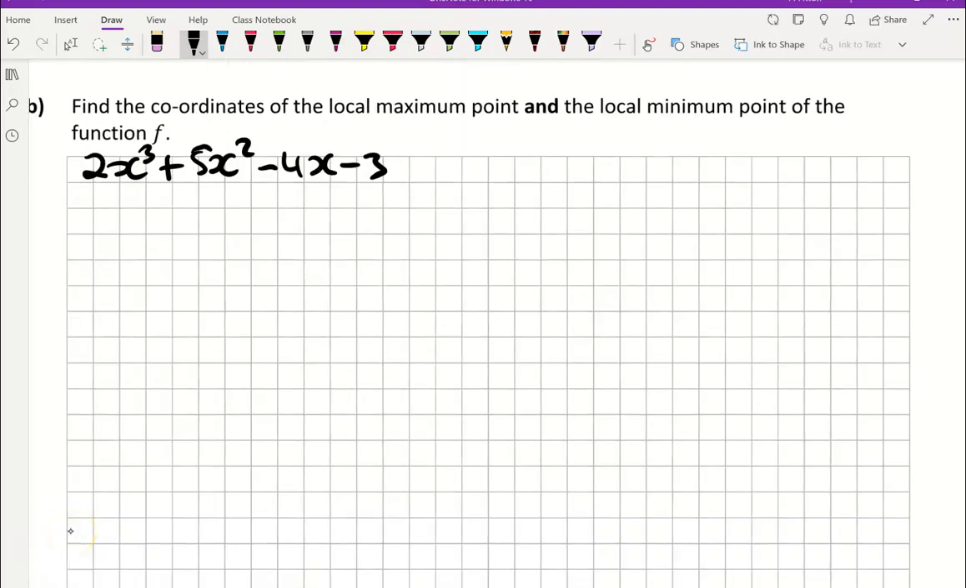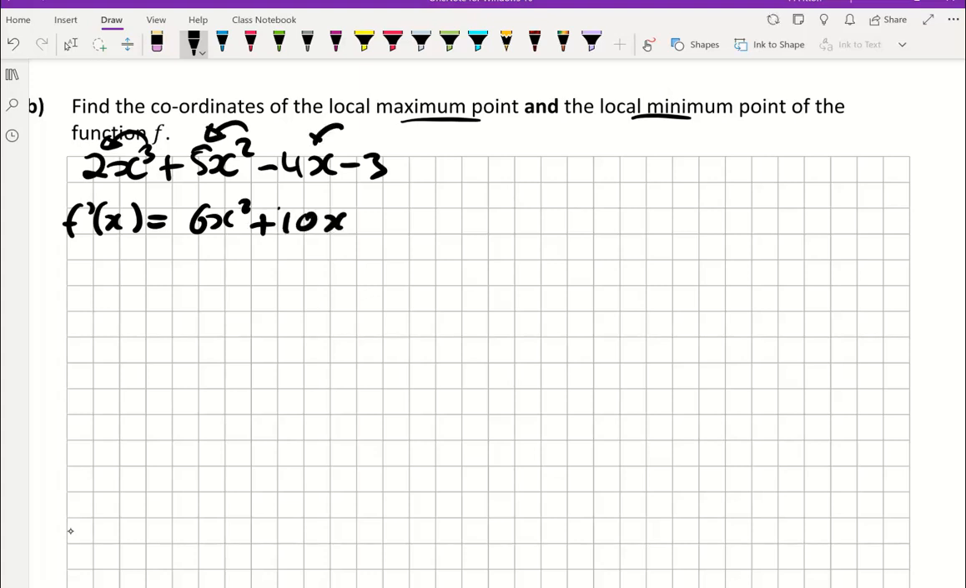Okay, I've got 2x cubed plus 5x squared minus 4x minus 3. I have to find the maximum and minimum points, so those are keywords for us. That means we have to get the derivative, f prime of x. Okay, so for maximum, we let that equal to 0. So the derivative here, 3 comes down in front to multiply, drop the power by 1. 2 comes down in front to multiply, drop the power by 1, and minus 4x becomes minus 4, and minus 3 goes to 0. For a max or a min, the derivative is equal to 0.